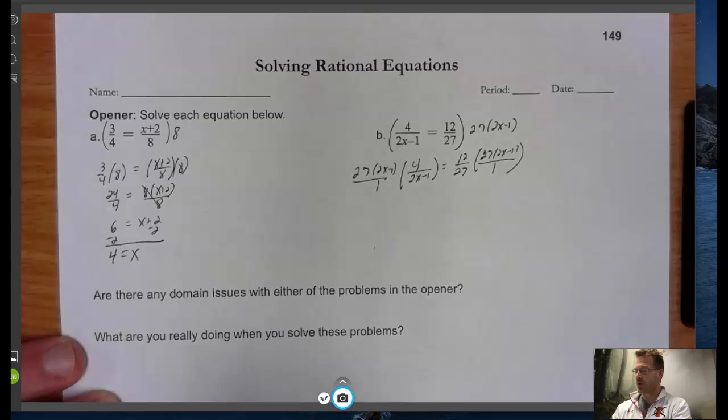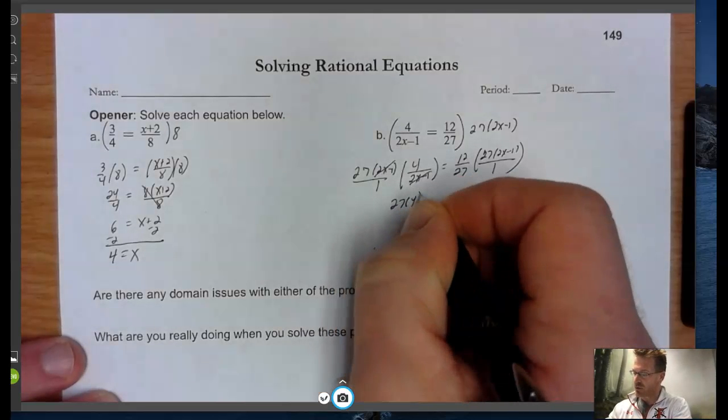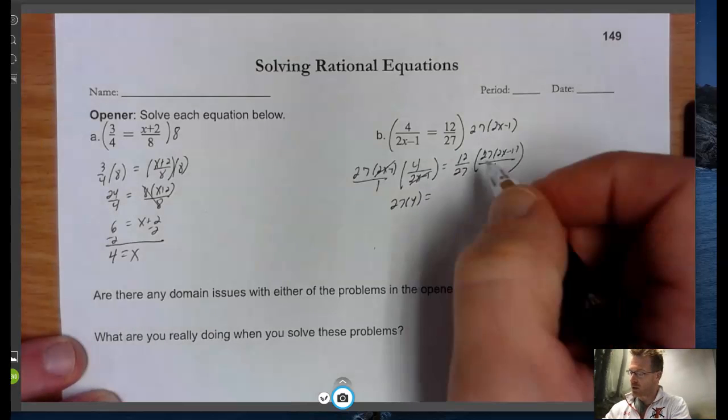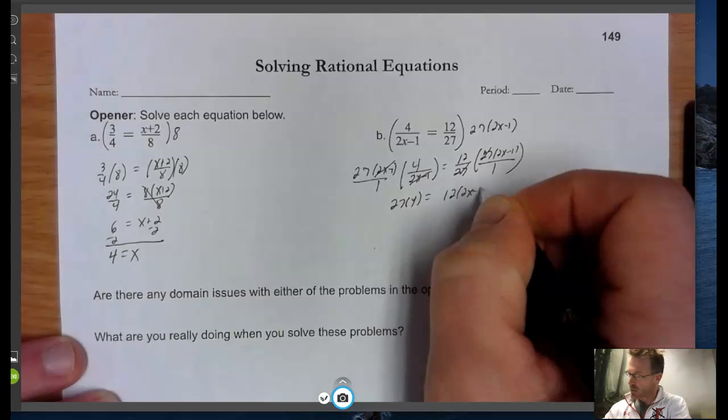And notice what happens here. We see those common factors, and that leaves me 27 times 4. And then I get 27 here, and then I get 12 times 2x minus 1 here.